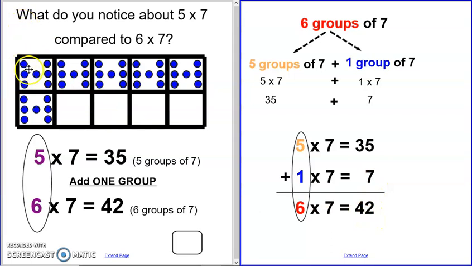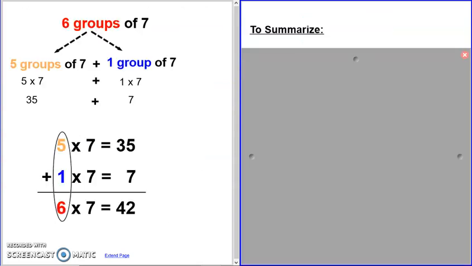Okay, so whenever you have a 6, that's not friendly. Break it apart into friendly facts that you know. I know my 5's facts, so I would break my 6 into a 5, the 5 fact and the 1 fact. All right, so let's summarize because we're about out of time.